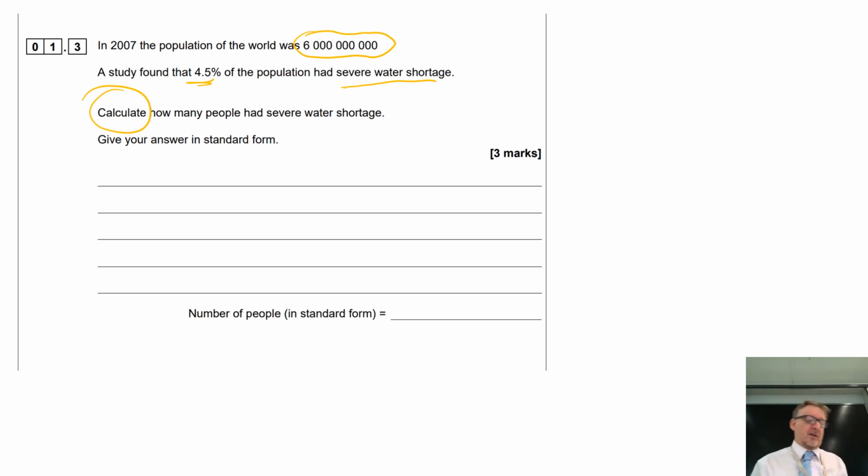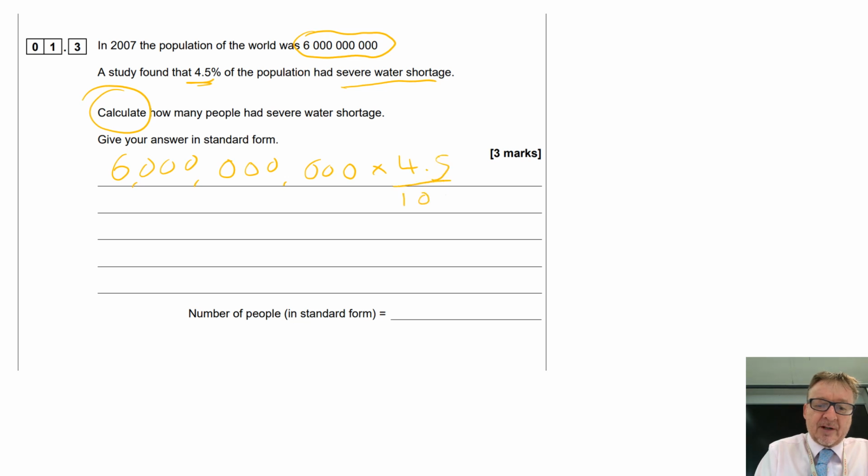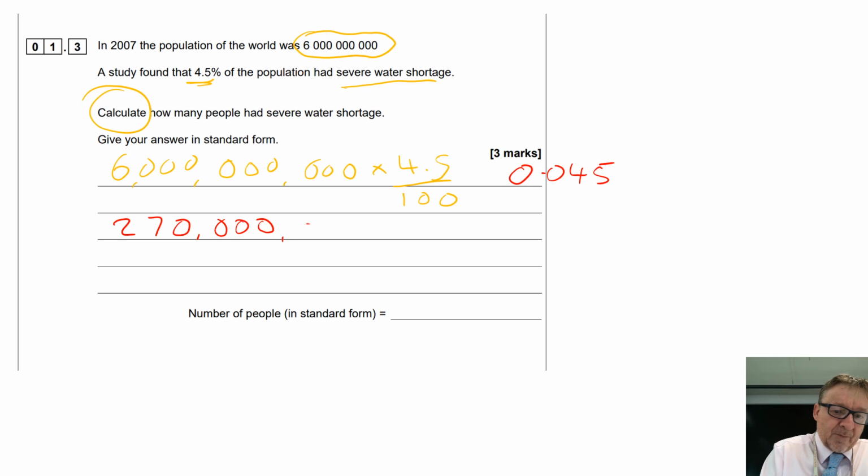All right, so let's go for it. I've got to write 6000, and I'm going to put little commas in between because that helps me, 000000. That's the number of people. And I want 4.5% of that. So I'm going to multiply by 4.5 divided by 100, which gives me my percentage. Sometimes I might just multiply by 0.045 because I've then divided it. Either way you do it, my answer is 270000000. That's what it says in my calculator.